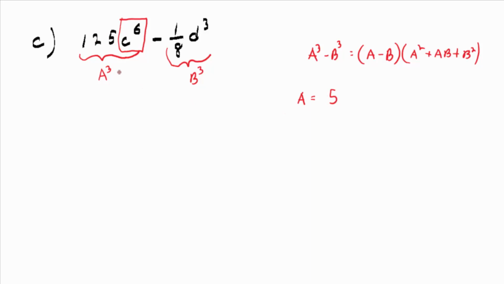But what about the part involving the power of c? So you have to ask yourself, what can I cube to get c to the 6th? What can I multiply times itself 3 times to get c to the 6th? c squared. That's right. So let me tell you a trick so you don't have to think about it too hard.